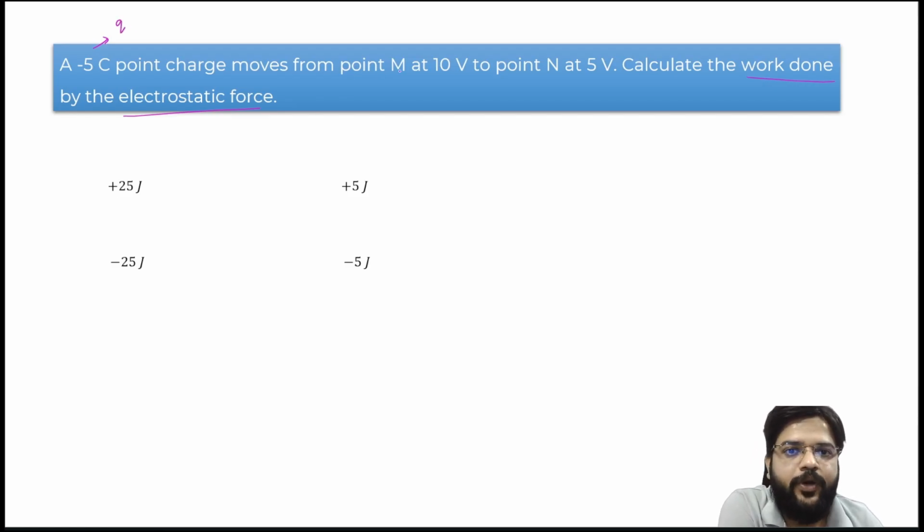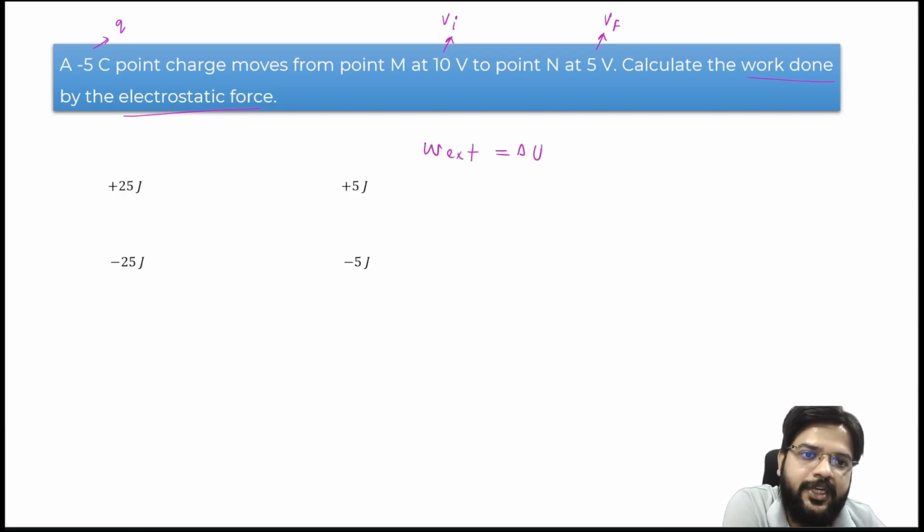And the point charge moves from point M at 10 volt. So this is the initial position, everyone, point M. So this is Vi, initial potential. And point N is the final position. So this is Vf, correct? Final potential. So we know work done by the external agent is equal to the change in potential energy, and change in potential energy can be written as Q del V, change in potential, which is Vf minus Vi. So this is the work done by the external agent, but here we want work done by the electrostatic force.